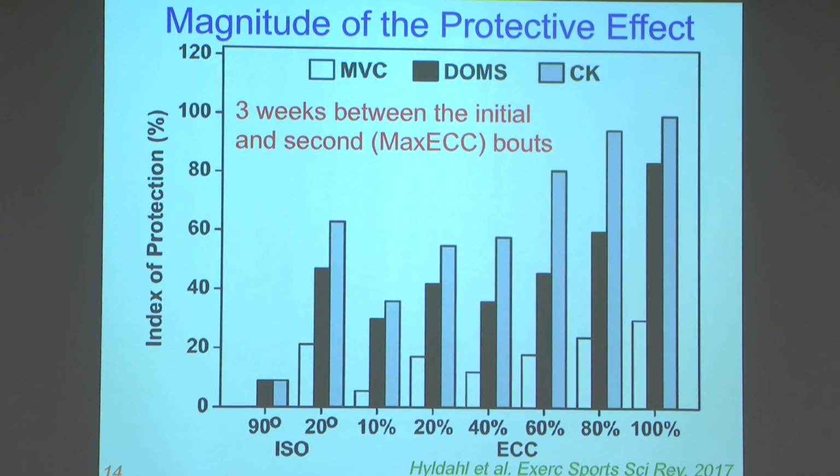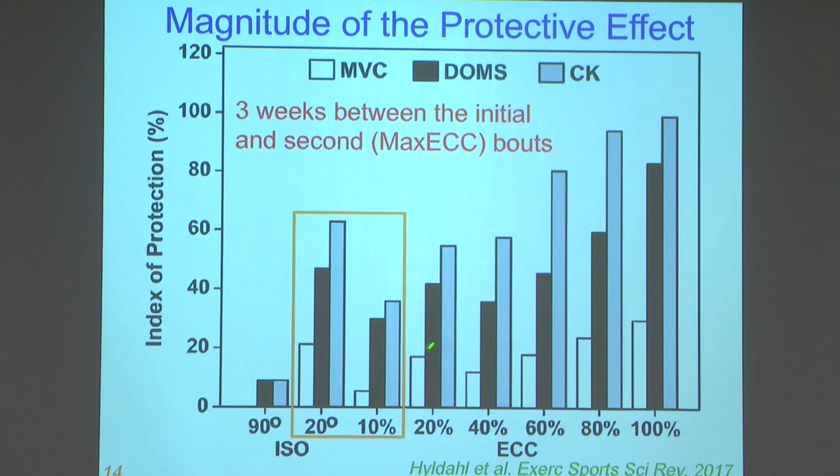If you repeat the same exercise twice, this is maximal exercise twice, you have a more than 90% protection of CK release, which is that the CK does not increase at all after the second bout. But if you perform a low intensity, sub-maximal eccentric exercise for the first bout, then perform the maximal exercise the second bout, still some protection. So the greater the intensity of the exercise for the first bout, the greater the protective effect.